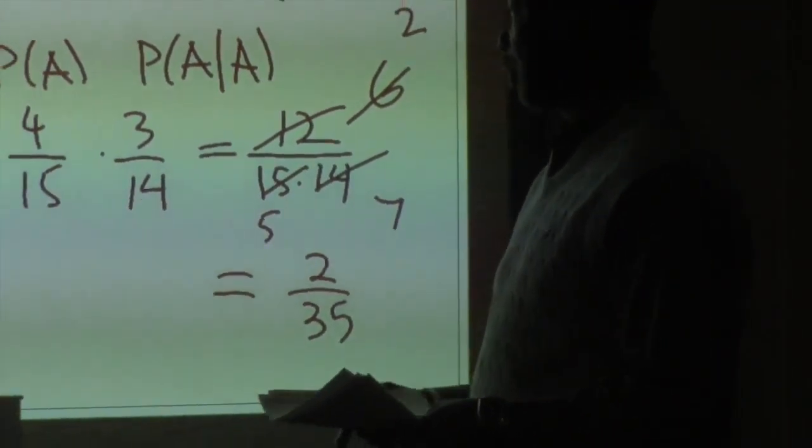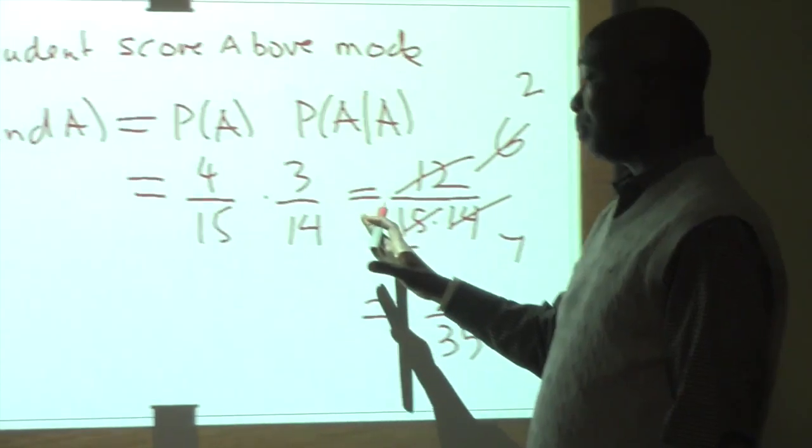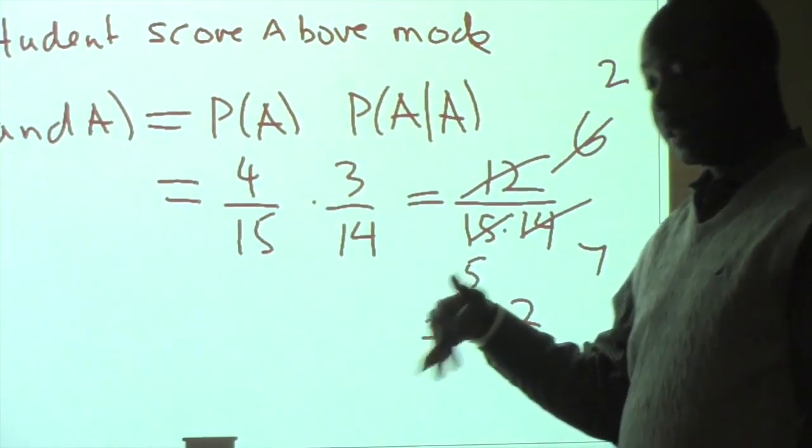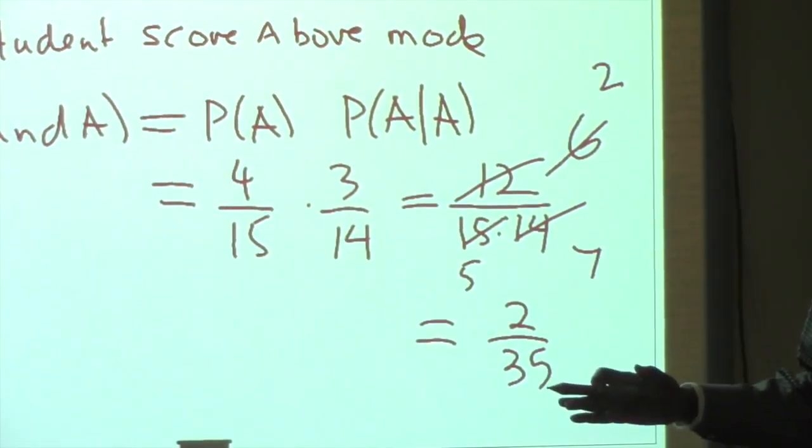Again, the reason we have to do this is because here we are doing it without replacement. So the chance of the other event happening is affected by what happened before.